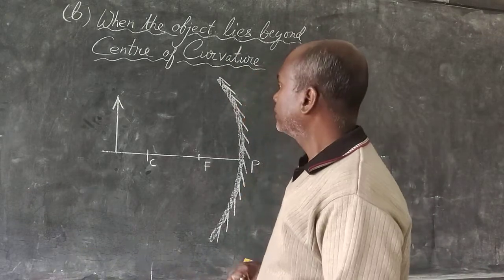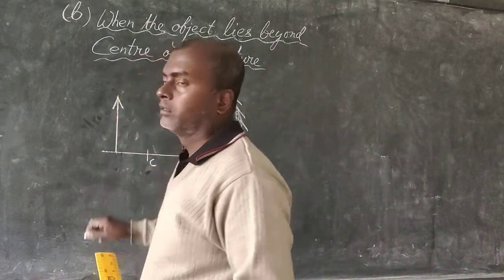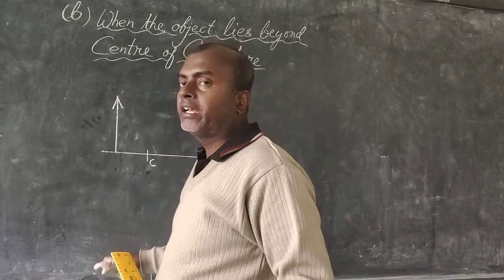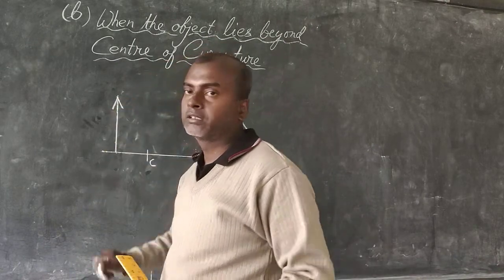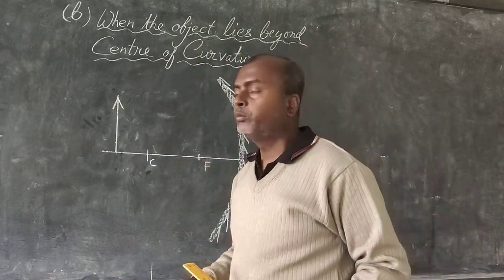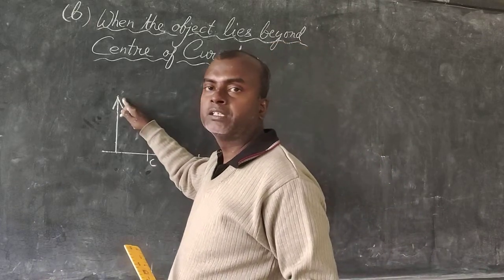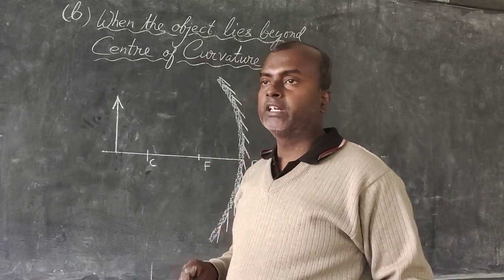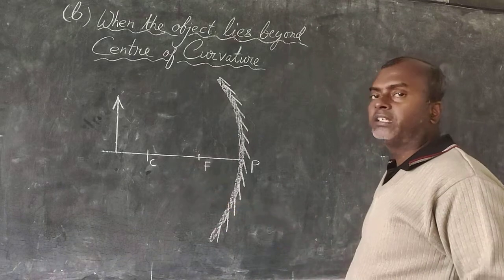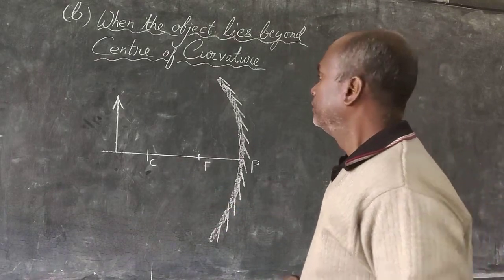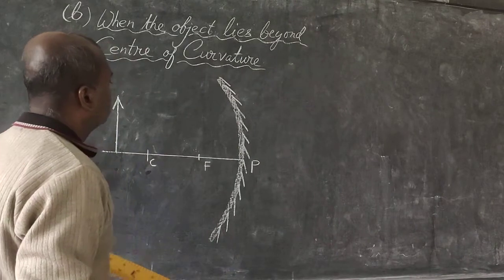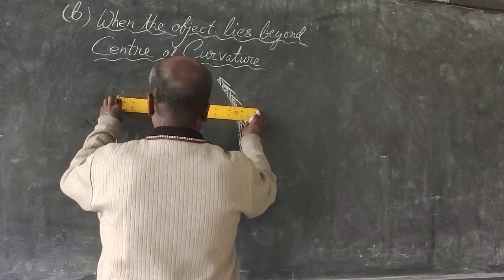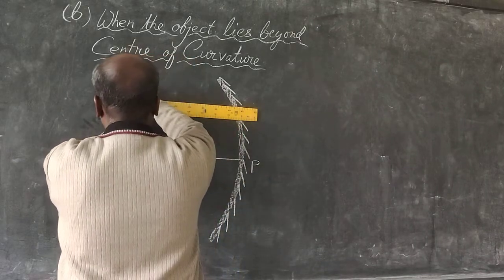Now we will choose one particular point, the tip of the object, say here, because we cannot draw ray diagrams for all the points in this object. It will be too hectic for us. So we are going to choose only one point on this object from where we will draw two rays following the ray diagram and see where the image of this object is formed. So now the first ray, let us assume from this particular point, the head of the object, parallel to the principal axis.